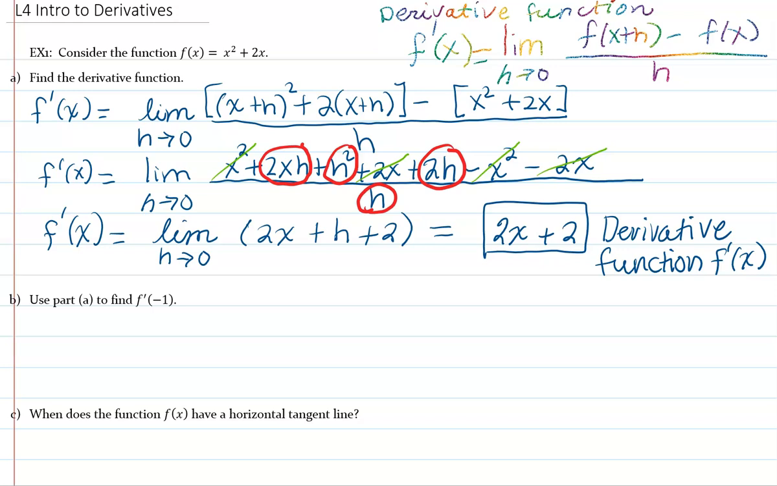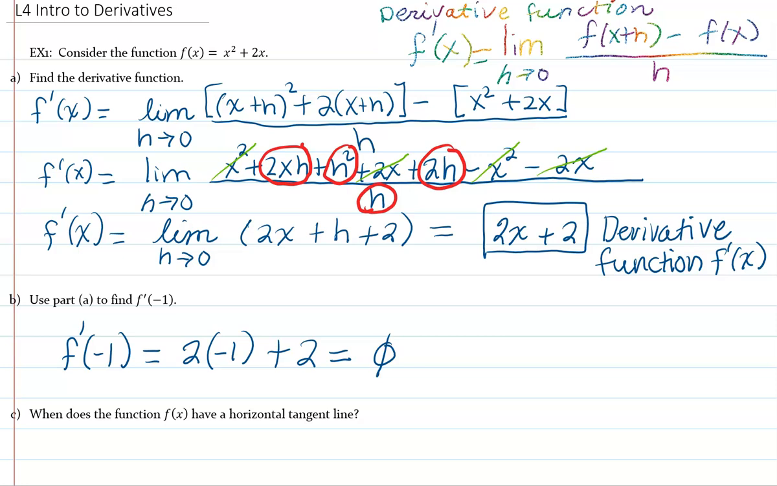Or we would say from the earlier lesson, we call that the instantaneous rate of change, or the slope of the tangent line. So what is the derivative? The slope of the tangent line at any given moment. Okay, so then to proceed to find the derivative when x is -1, that is f prime of -1, which is going to be 2 multiplied by -1 plus 2, and that is 0.